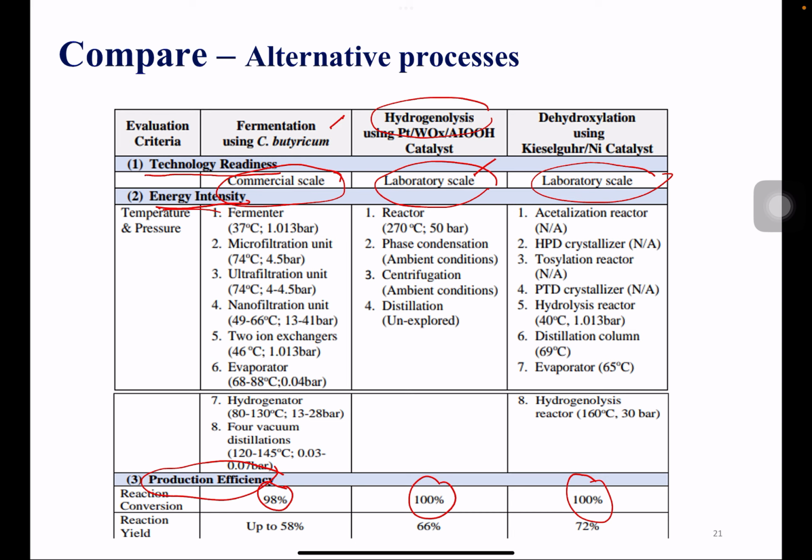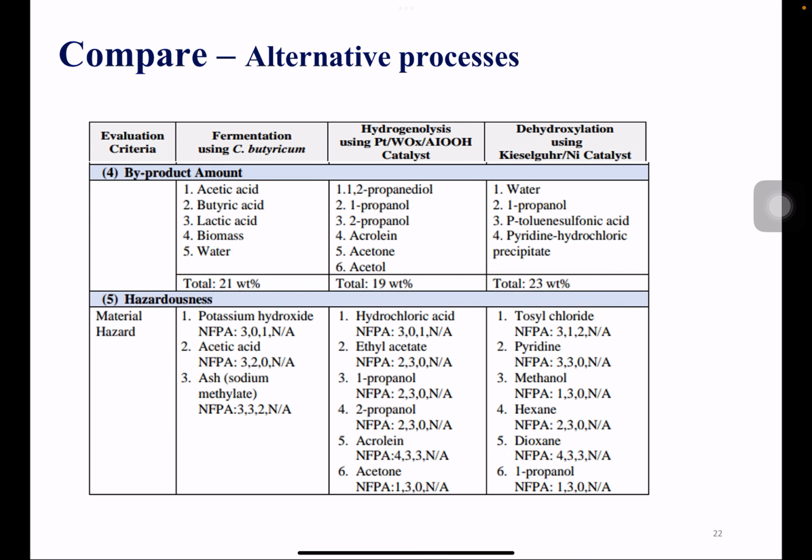What is the yield of your product? Also need to tabulate. What are the byproducts the process can produce? So you need to list down the various byproducts. Remember, the more byproducts, the higher the separation demand. All right, so hazards. What are the material hazards in your process based on the different materials that you're using? Okay, list them up.